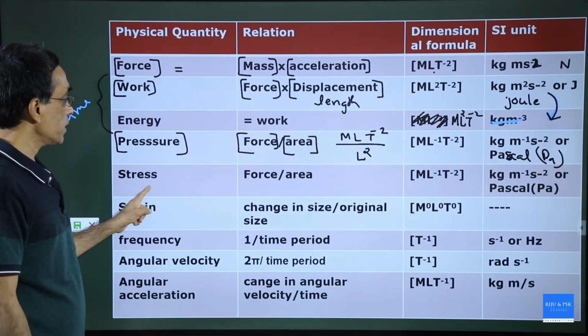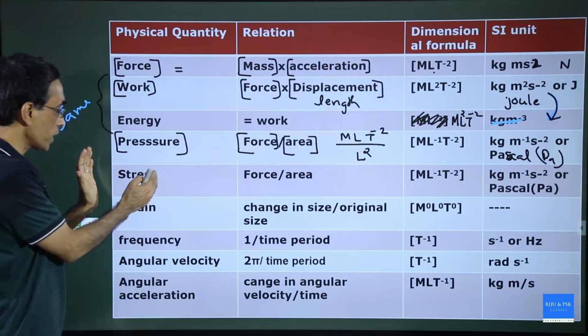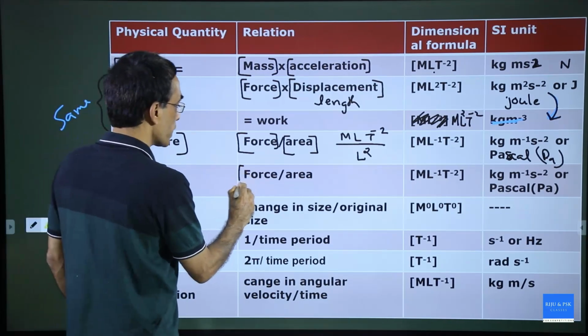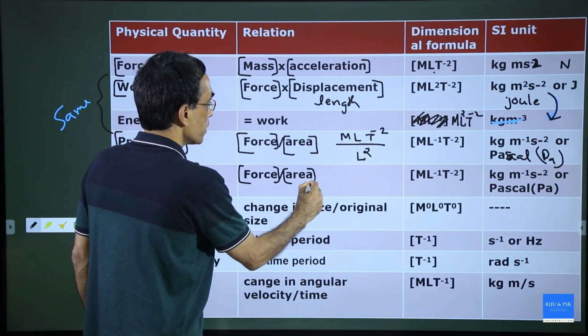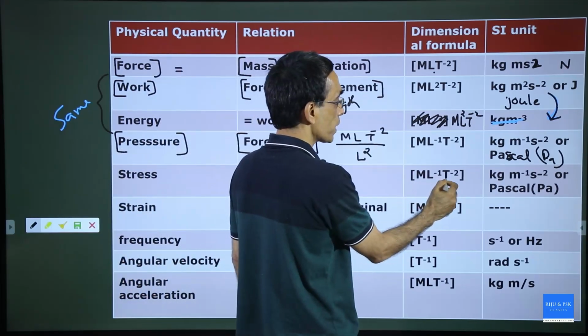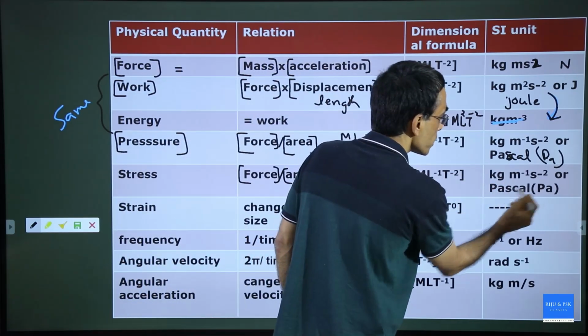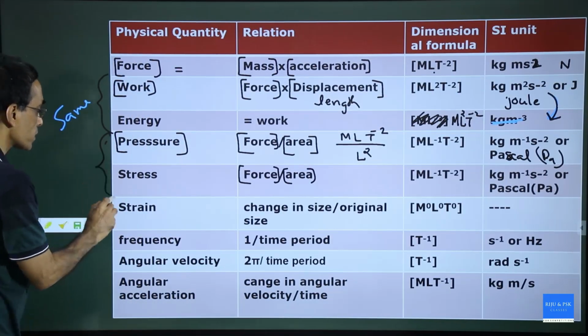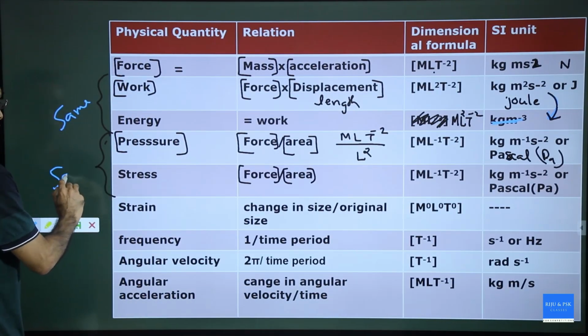Stress is another physical quantity that you will study later. Stress is again force by area, just like pressure. So you will get the same formula, M L raised to minus 1, T raised to minus 2, same unit. This again is written as Pascal. So we can say pressure and stress have the same dimensional formula.